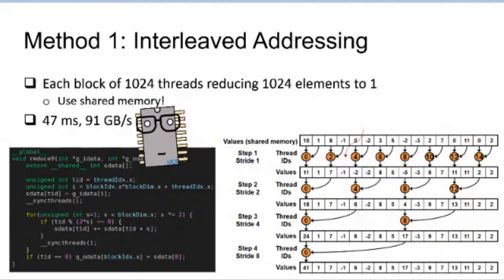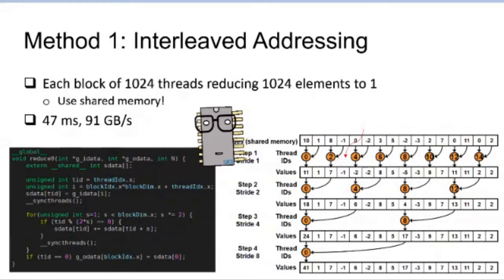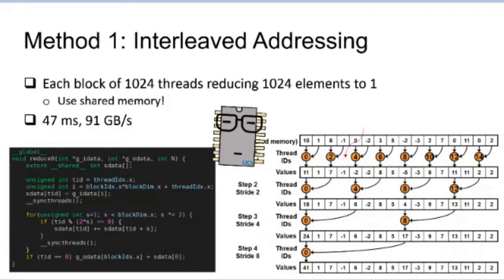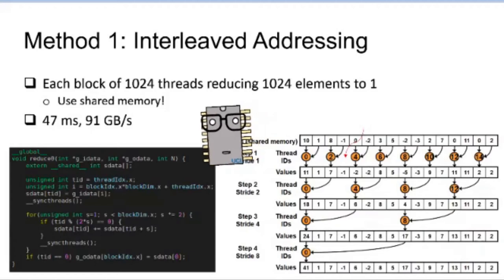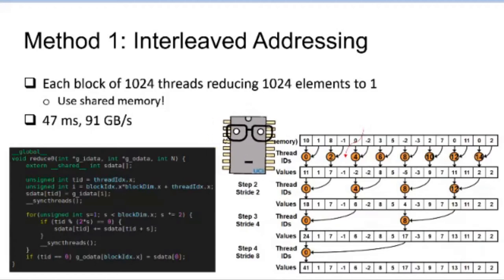91 gigabytes per second, you can probably get on a moderately sized desktop computer. So if this is the performance that we're going to get, maybe you can pull off similar performance with just a couple of processor threads. Maybe one is not going to be enough. Anyway, so this is method one.